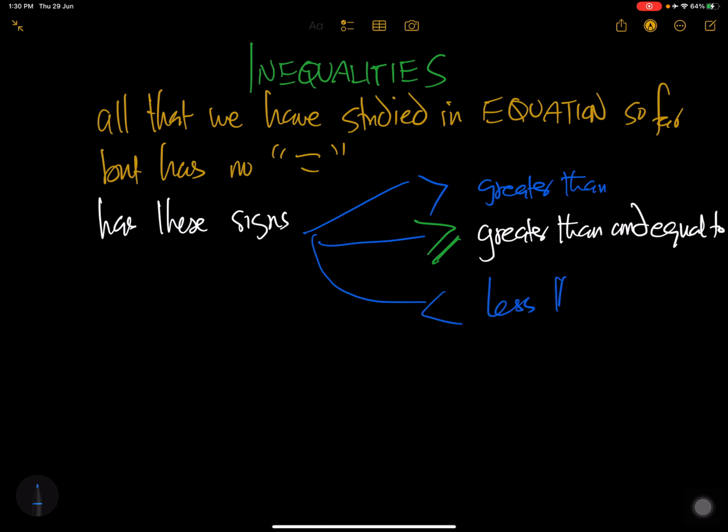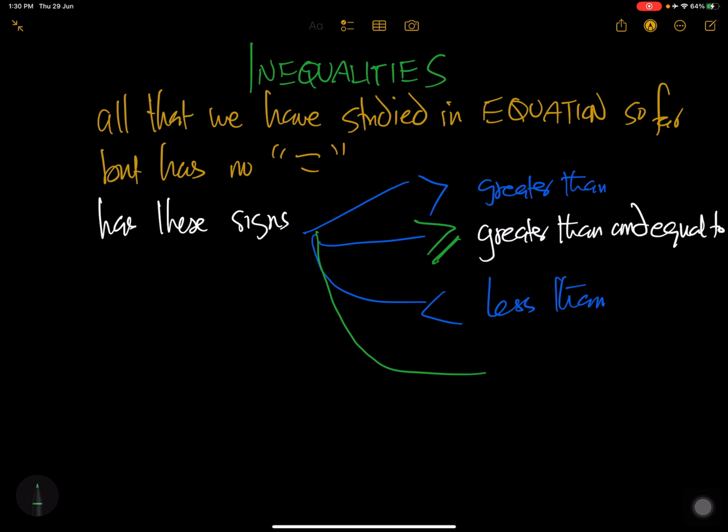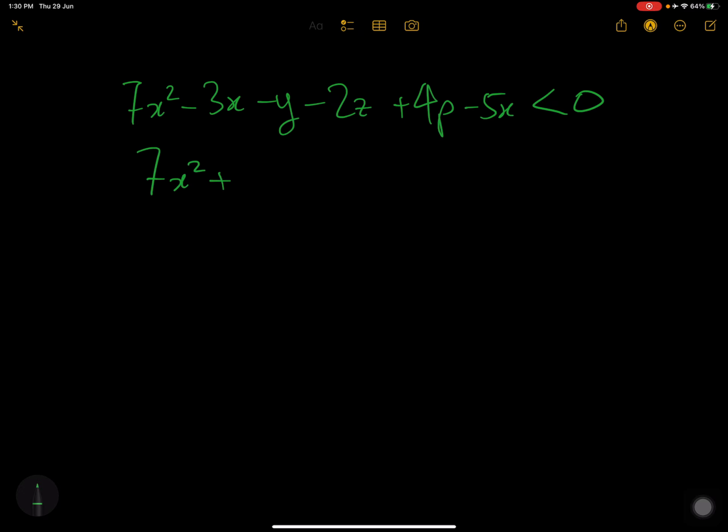Or it could also have a less than, or a less than with an equal to sign, which is less than or equal to. So that's basically the difference. Remember when we talked about the algebraic expression, we had 7x squared minus 3x minus y minus 2z plus 4p minus 5x. If we put a less than 0 there, it makes it an inequality. Or we can have 7x squared plus 4p less than or equal to 0.